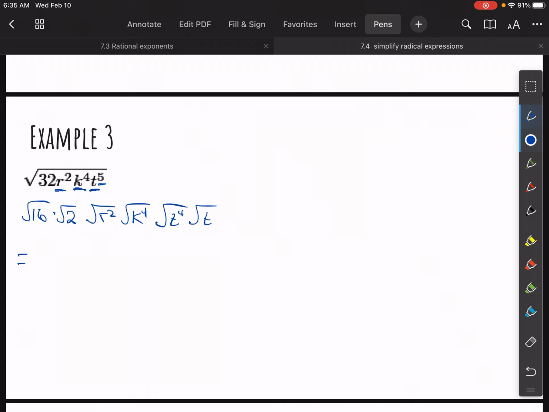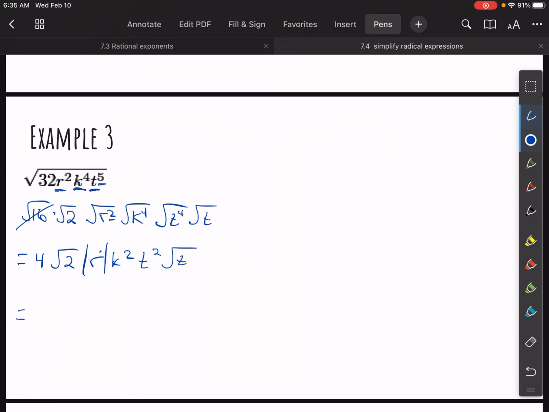When I do this, now I'm going to simplify everything that I can. Okay, the square root of 16 is 4. Square root of 2 stays the same. Square root of r squared becomes r. Square root of k to the fourth becomes k squared. By the way, this has to be absolute valued because we went from even to odd. Then the square root of t to the fourth becomes t squared, and the square root of t just stays the square root of t.